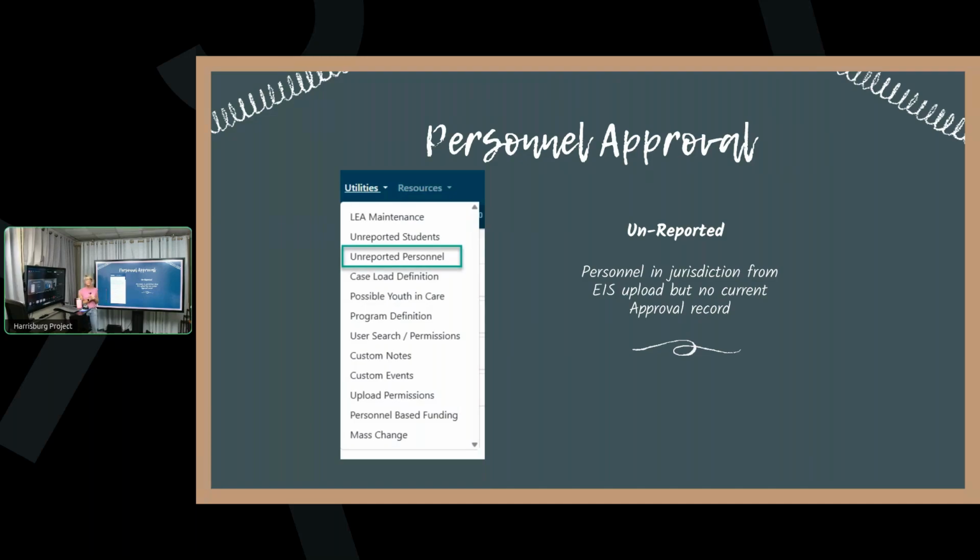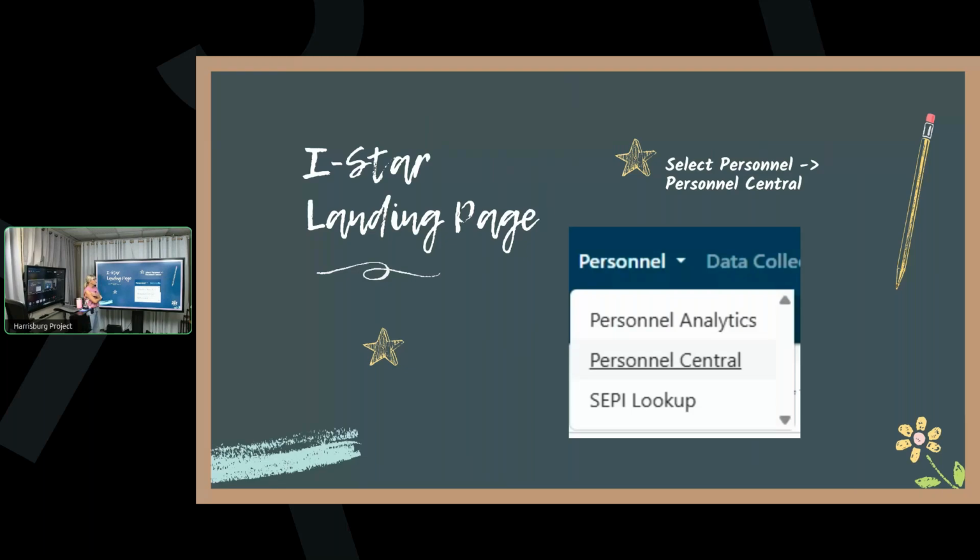Okay, so that's going to be under utilities, unreported personnel. And I think that is grouped a little bit differently now. They changed the grouping in utilities, but it's still under there. So where you will be working is going to be under Personnel Central. Now, Personnel Analytics is just like the Student Analytics. So if you needed to go do some data mining, then you can do that. But Personnel Central is where you will be working, putting in the data.